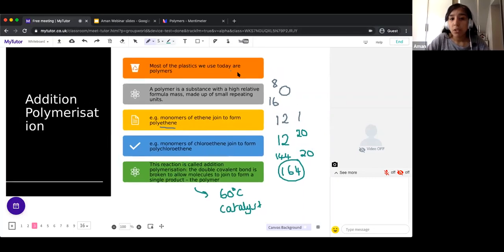Okay, so any questions on this slide at all? Anything that you want to ask? If not, we'll try and draw some on the next slide.